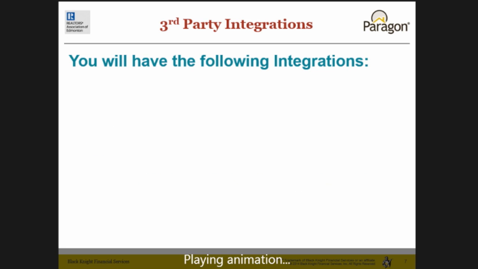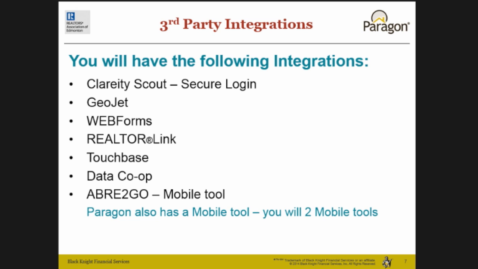Now, we have the following integrations that are going to be made available to you. And these are integrations that you currently have inside ML Exchange and Fusion. And so as you all look at the bottom, you also see that you have a mobile product. The ABRE2Go will be available to you. Plus, Paragon has its own version of a mobile product that's designed and optimized for your smartphone.